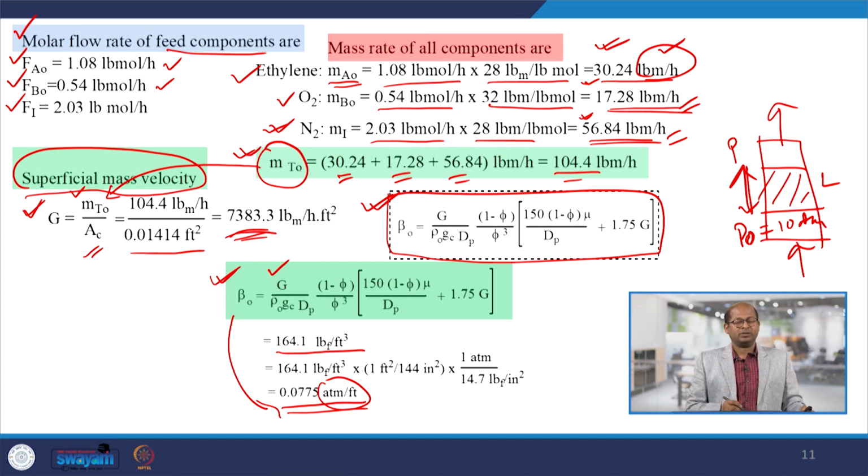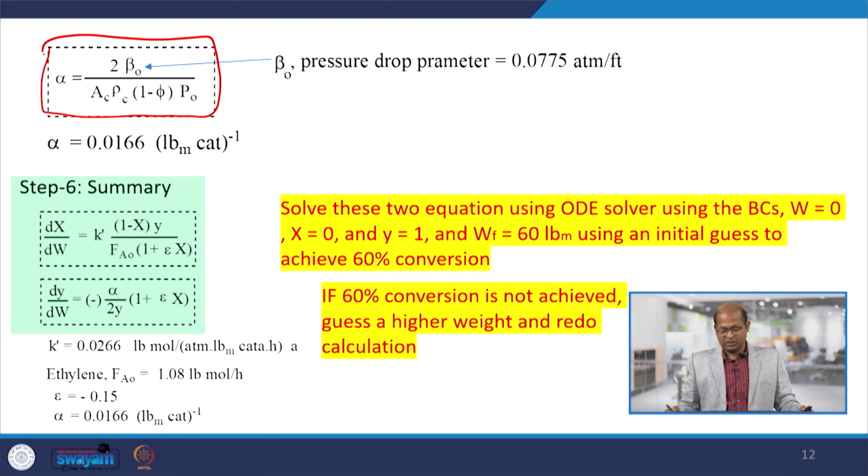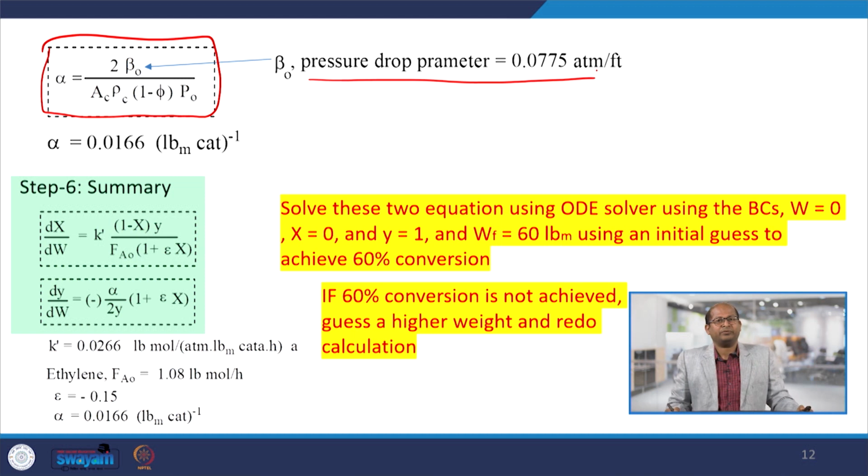Once we know beta 0, we can calculate the alpha value. This type of correlation we discussed in the previous class. The pressure drop parameter we have measured is 0.0775 atm per foot, which we substitute here. Ac, the cross-section area, we know; the density of the catalyst is given; phi is the void fraction, given as 0.45; and P0 is the total pressure of the system, the 10 atm taken for this reaction. Once we put in all these, we get the alpha value.